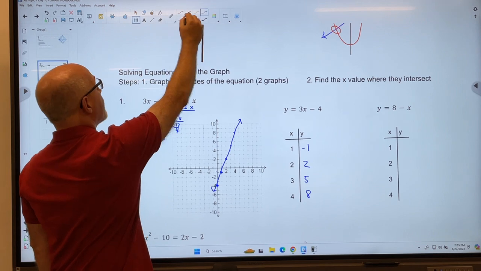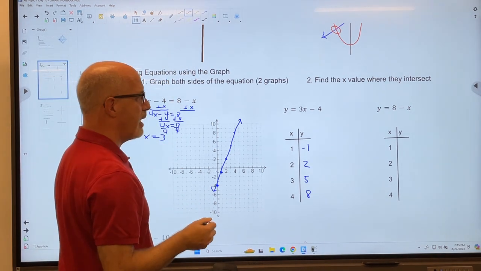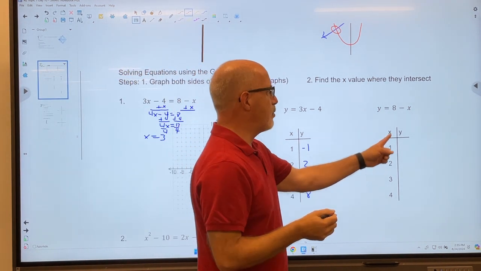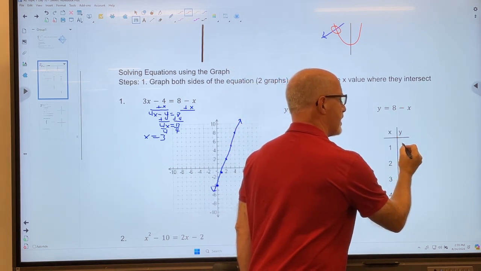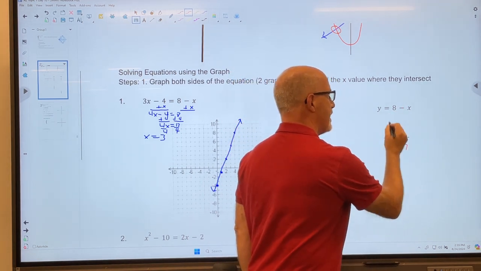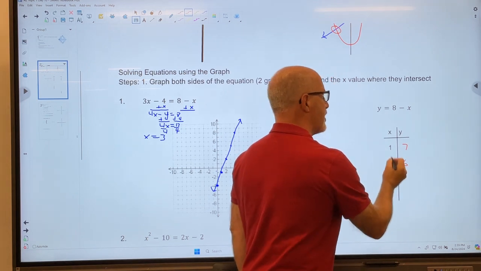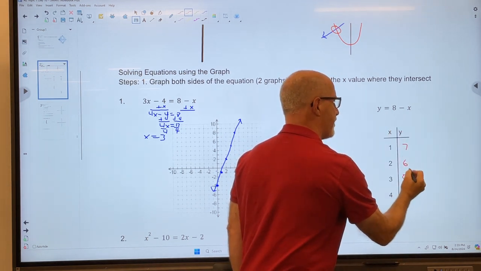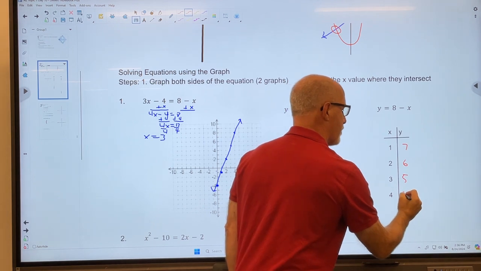Let's do the other one. Now the other one, if we put in these values, you put in 1 for x, you get 8 minus x, you get 8 minus 1, you get 7. 8 minus 2 is 6. 8 minus 3 is 5. And 8 minus 4 is equal to 4.